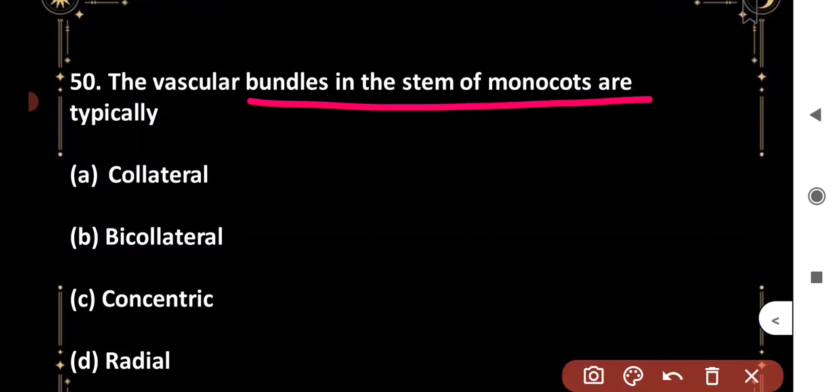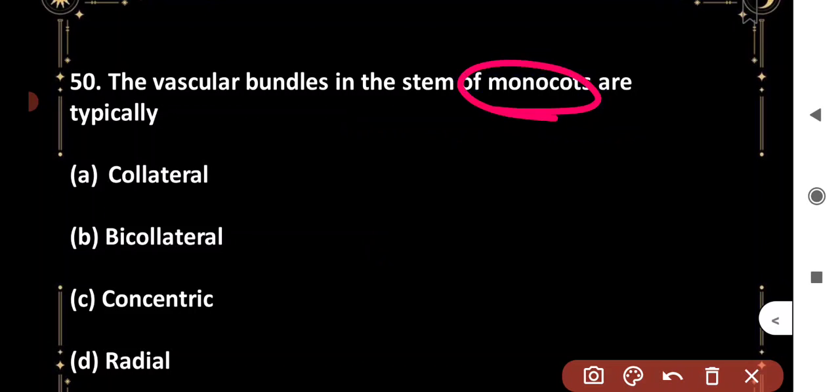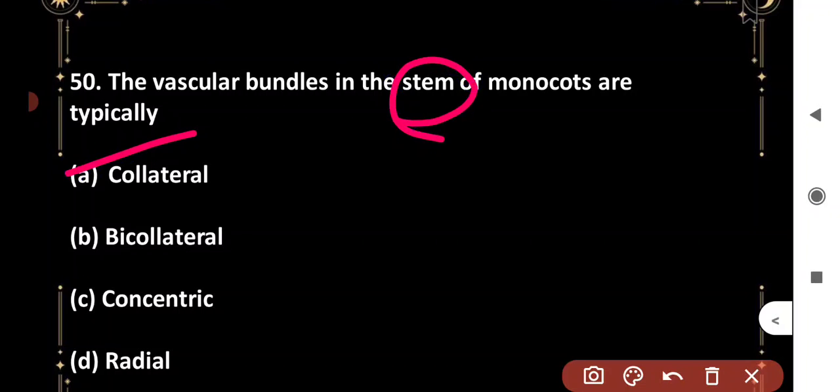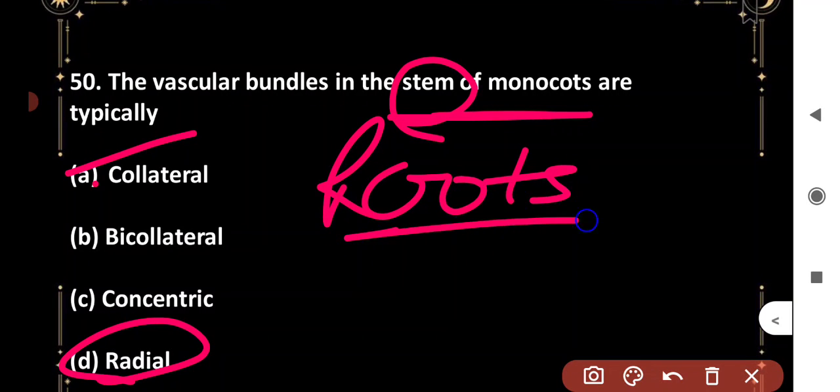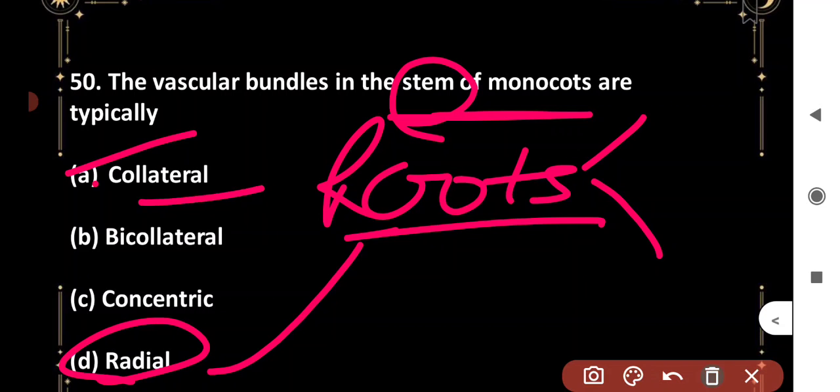The vascular bundles in the stem of monocots are typically. So vascular bundles, if you see in a monocot, it is asking stem. So they are collateral. Okay, collateral in the stem of monocots. If we talk about radial, so roots are radial. Any root, dicot or monocot, roots have radial vascular bundles, and stems have collateral. Okay, remember this.